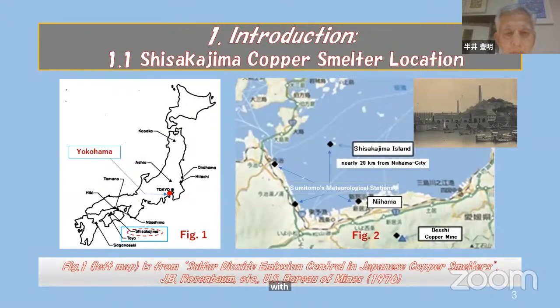So at Niihama, on the west side of Japan, the copper smelter was relocated to an uninhabited island called Shisakajima, nearly 20 kilometers away. However, in 1905, when the Shisakajima smelter began operation, adverse winds carried the smelter gas over a much wider area.